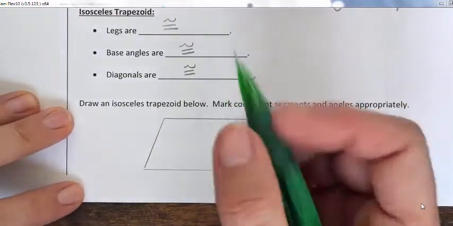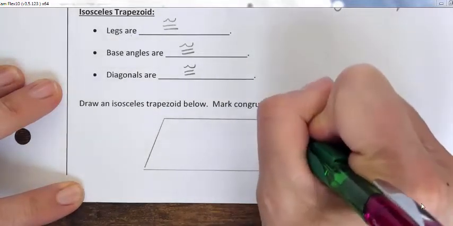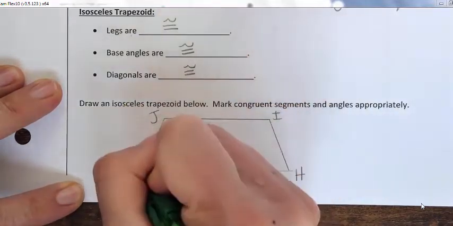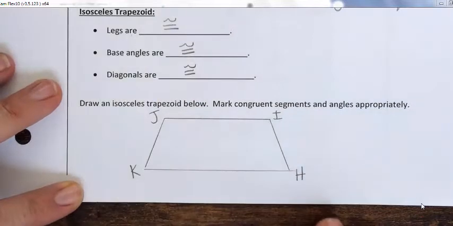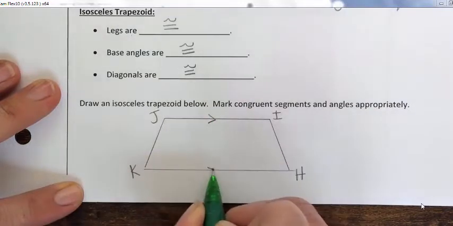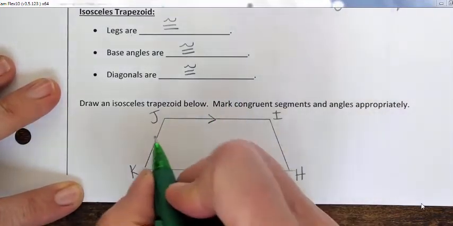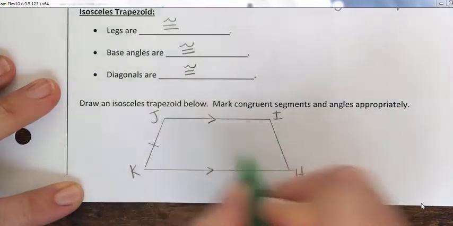All right, so how about if I call this H, I, J, K. Well, my legs, remember, the bases are the parallel sides. My legs are the 2 sides that are not parallel to each other. Well, in an isosceles trapezoid, those are going to be congruent.